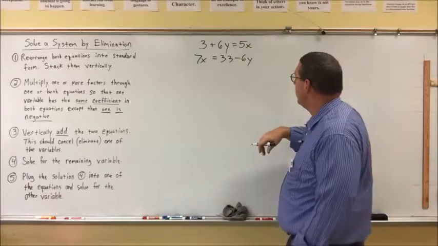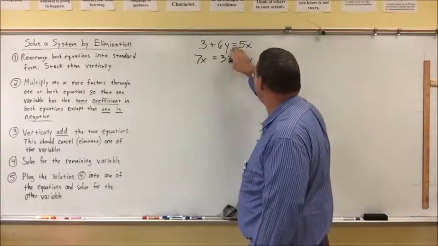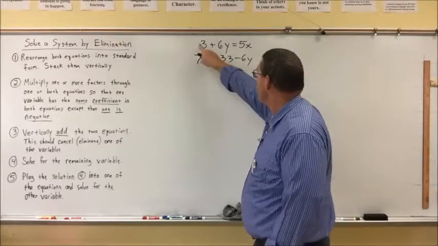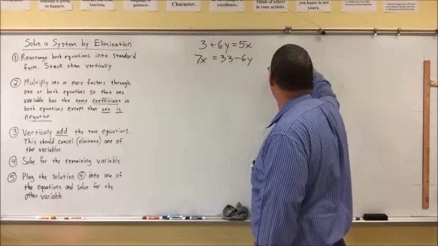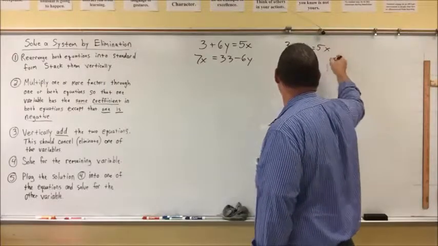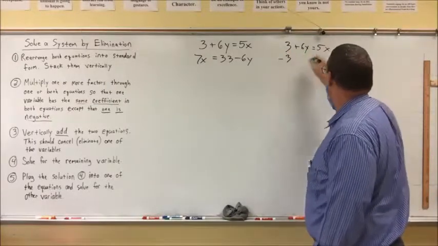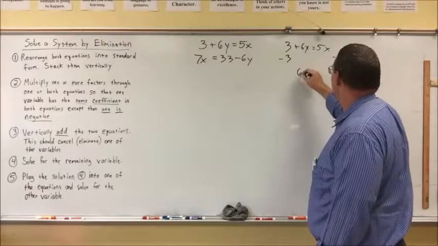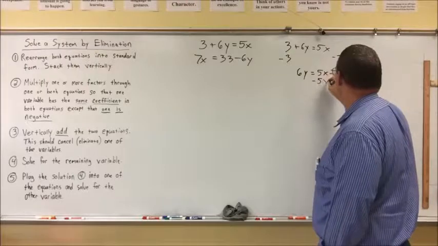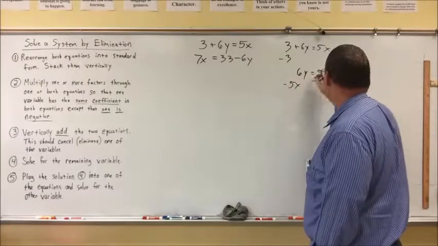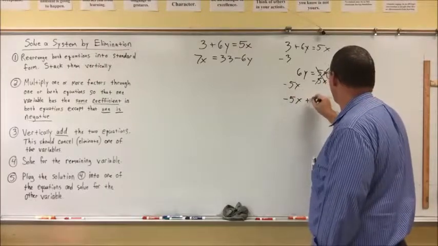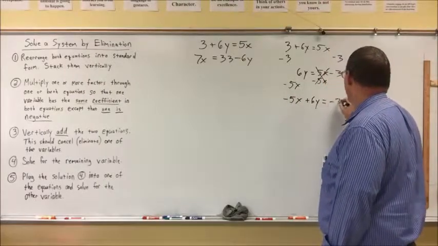by elimination. So what we want to do is put both the top and the bottom equation into standard form. Well, this 3 is going to have to go over to the other side. Let's do 3 plus 6y equals 5x. And I'm going to subtract 3 from both sides. So I get 6y equals 5x minus 3. Then I'm going to subtract 5x from both sides. 5x cancels here, and I get negative 5x plus 6y equals negative 3.